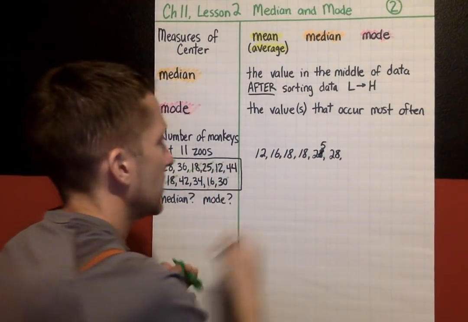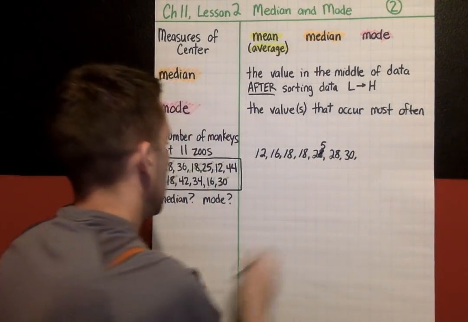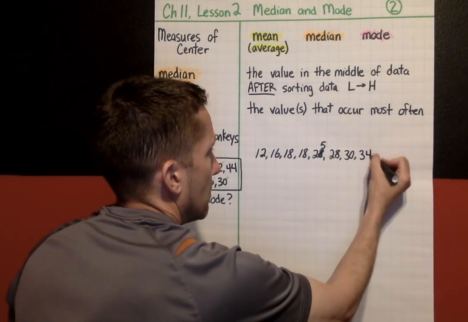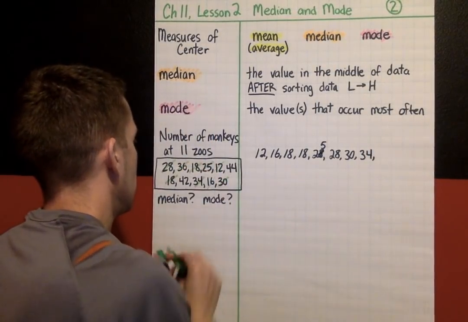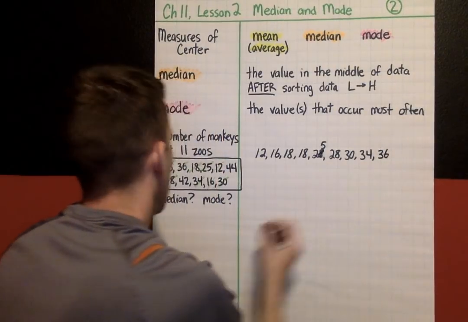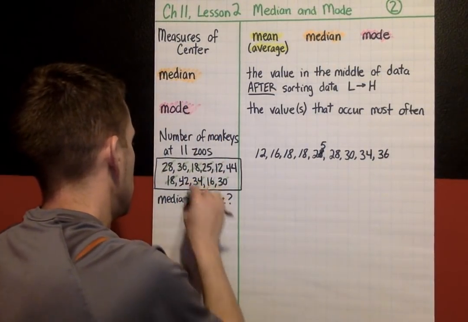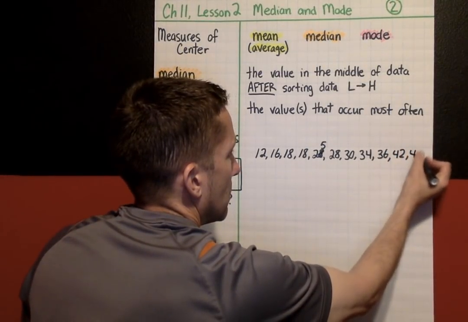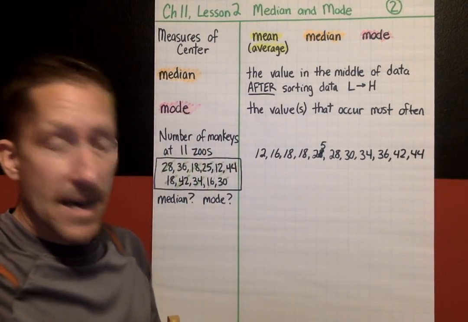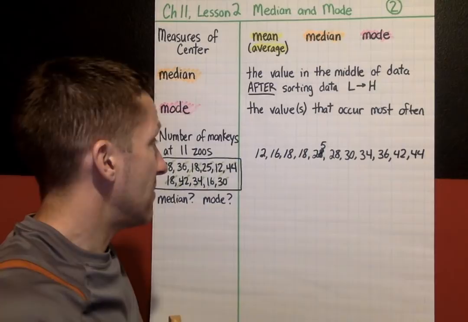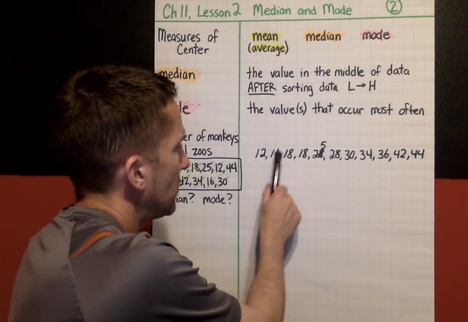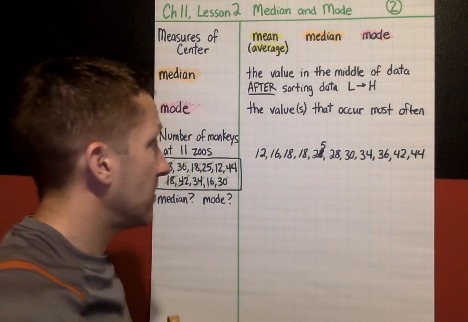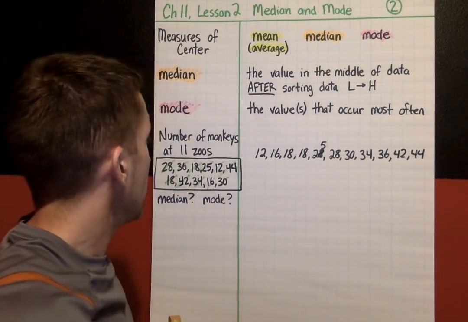30. 34. 36. 42. And 44. So I think that is my data in order, but I'm going to count and make sure I should have 11 values. 1, 2, 3, 4, 5, 6, 7, 8, 9, 10, 11. All right, now I'm feeling better about having my numbers.